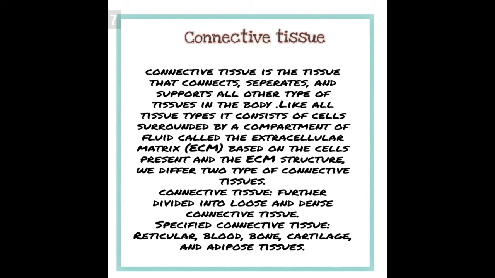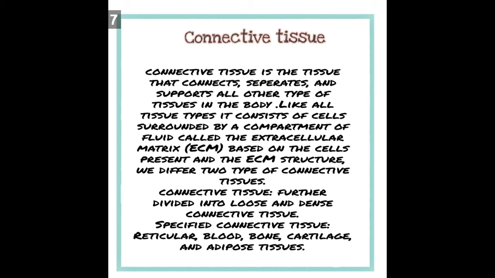Connective tissue is the tissue that connects, separates and supports other types of tissues in the body. Like all tissue types, it consists of cells surrounded by a compartment of fluid called the extracellular matrix. Based on cell presence and the matrix structure, we differentiate two types of connective tissues. Connective tissue is further divided into loose and dense connective tissue. Specialized connective tissues are reticular, blood, bone, cartilage, and adipose tissue.